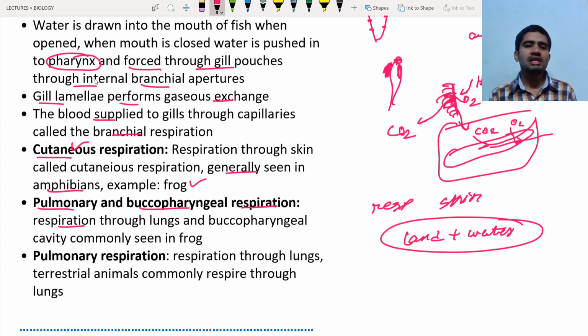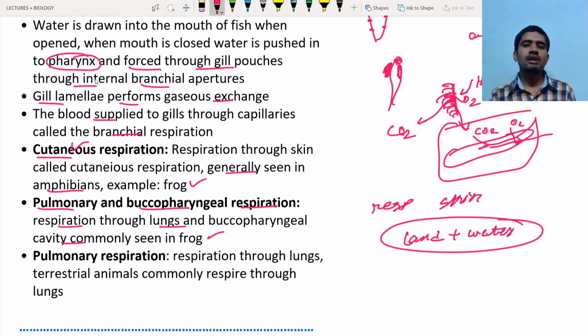The frogs also perform another process, known as pulmonary or buccopharyngeal respiration. Respiration through the lungs and buccopharyngeal cavity is known as pulmonary or buccopharyngeal respiration. Buccopharyngeal means buccal cavity and also pharynx region. This kind of respiration is seen in frogs.